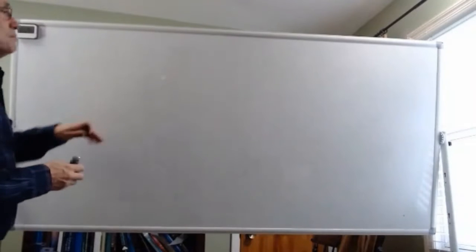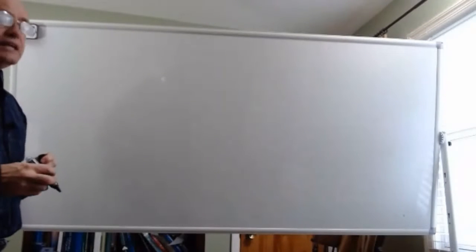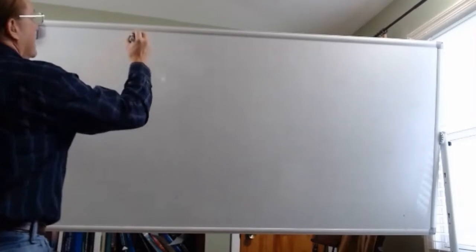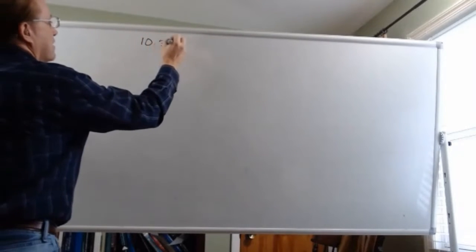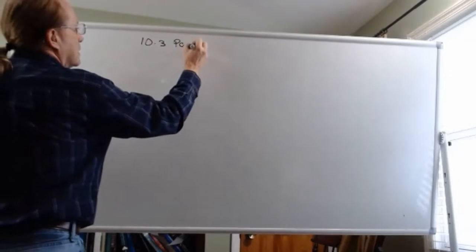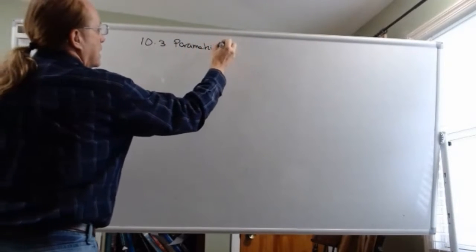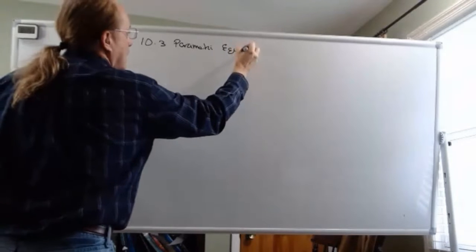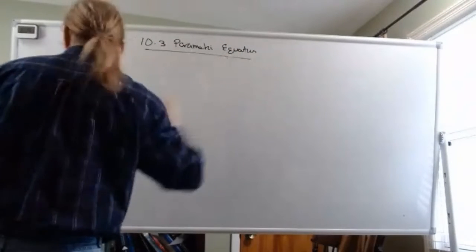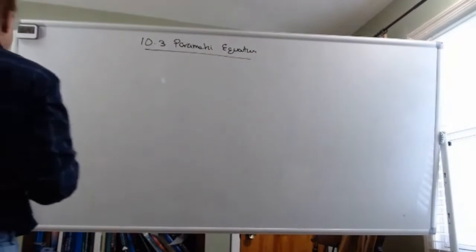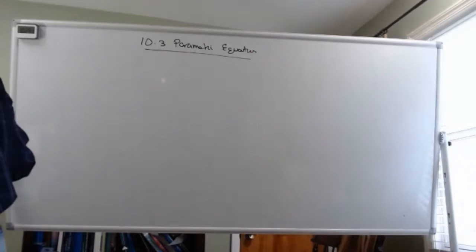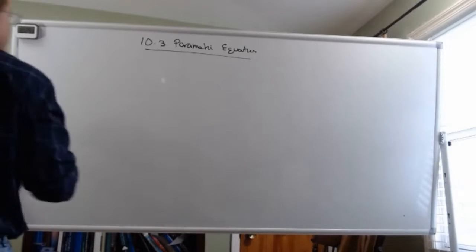Later on, and you'll see, especially when you get to calculus 3, you're going to be seeing this. And this is our 10.3, and it's all about something called parametric equations. So we've already seen this in some way when we looked at our graph of a circle.